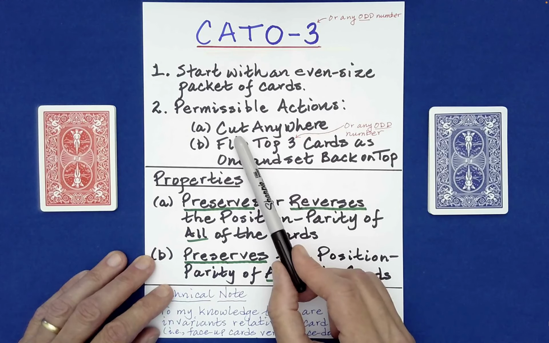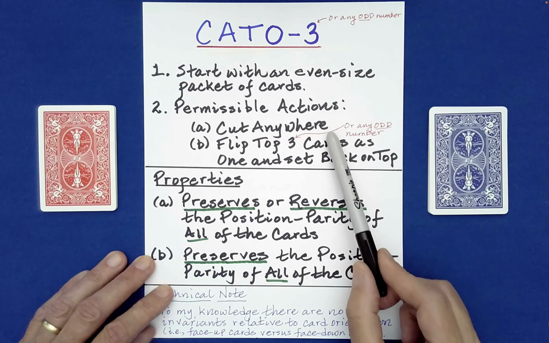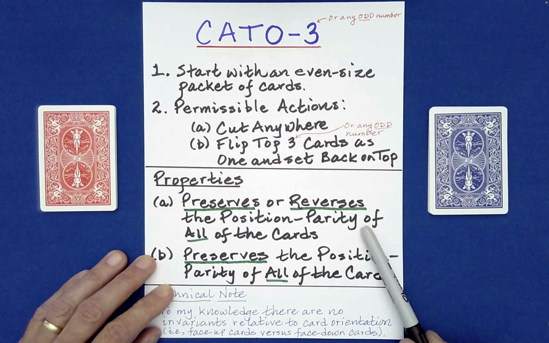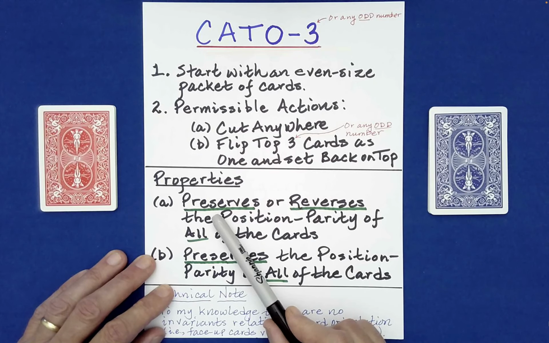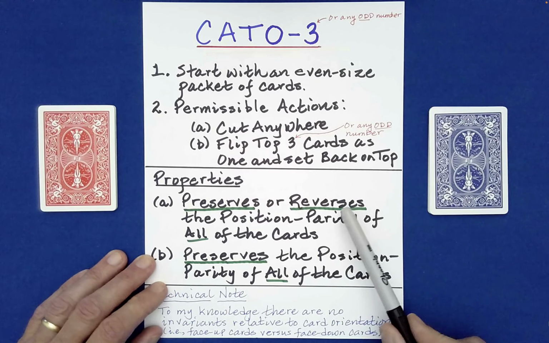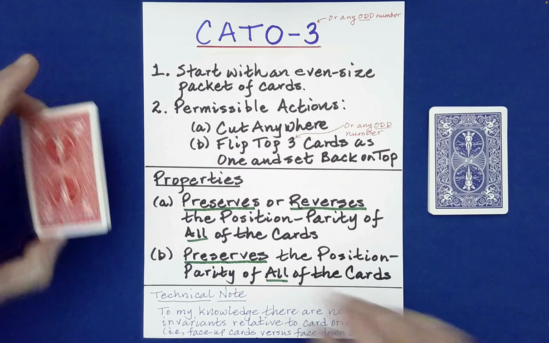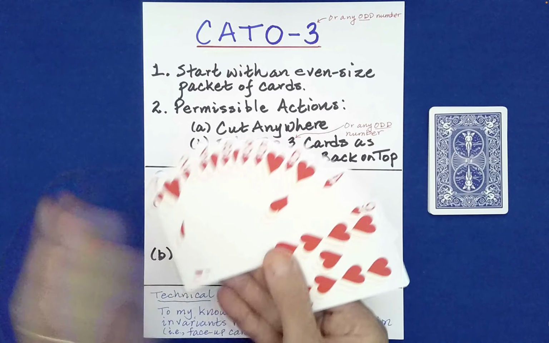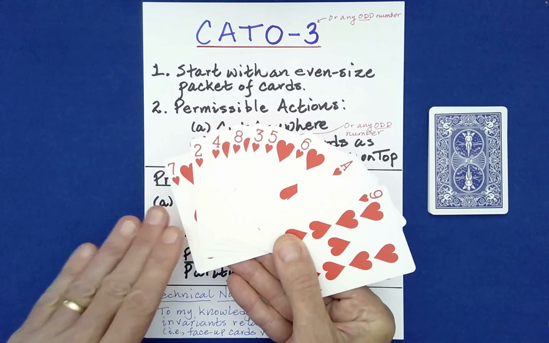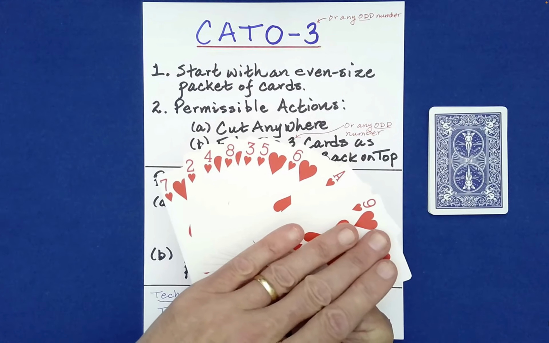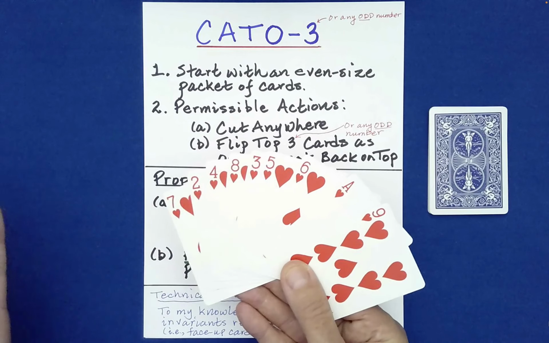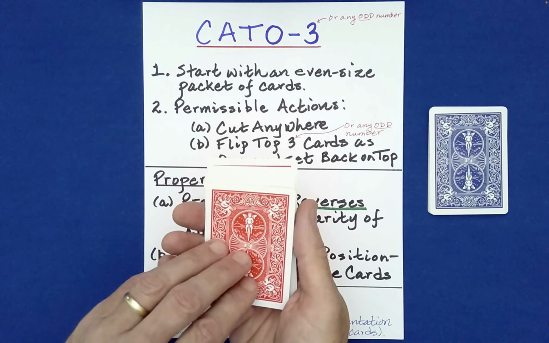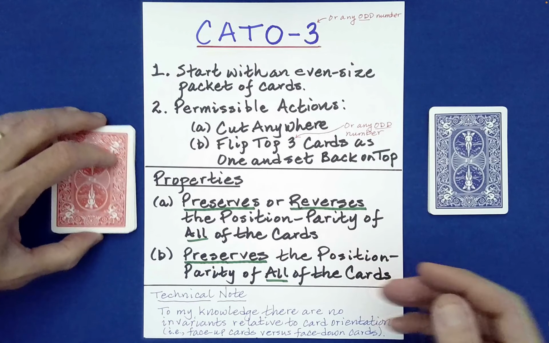Okay? Now, let's look at the properties of each of these. So in the case of a random cut, what does it do to the position parity of the cards? Well, it ends up that it preserves it or reverses it, okay? And so what I've done here, which I think is really going to help, is let you see under the hood. Now, the ordering of the values doesn't matter here. The key is I've chosen all red cards, and in particular hearts to work with, which is the same color as the back of the cards. Okay, so that will prove helpful in just a moment.